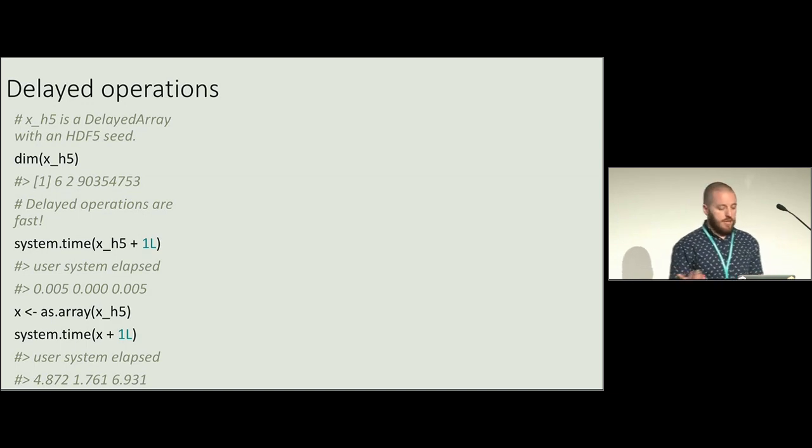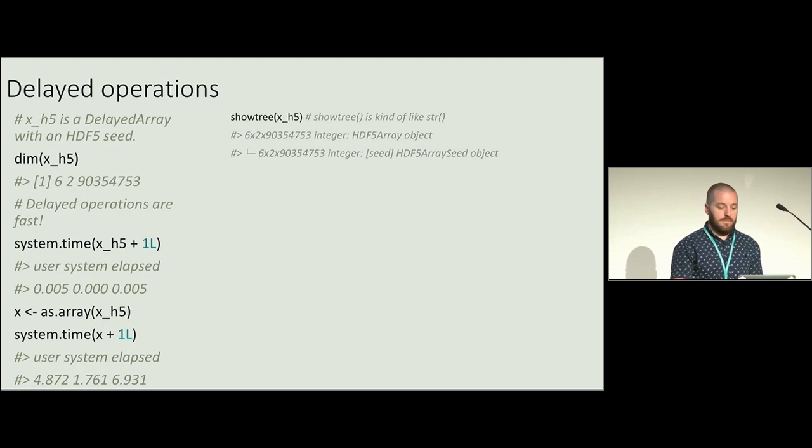So I mentioned the concept of delayed operations. Here, we've got an example of a delayed array that has 3 dimensions, a very large third dimension with 90 million, whatever that third dimension is called, not rows and columns, but the third one. If we wanted to take that and add 1 to every entry in it, that basically returns instantaneously. If you compare that to if you had the object in memory, it takes about 7 seconds. The reason for that is it actually doesn't do the computation at this point in time.